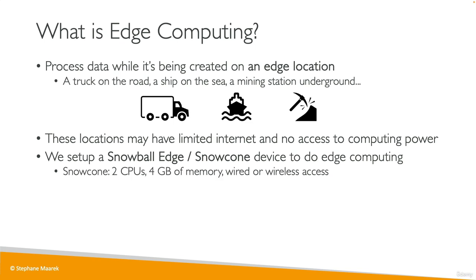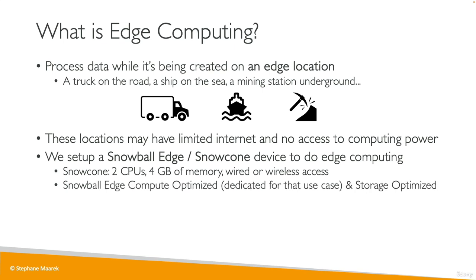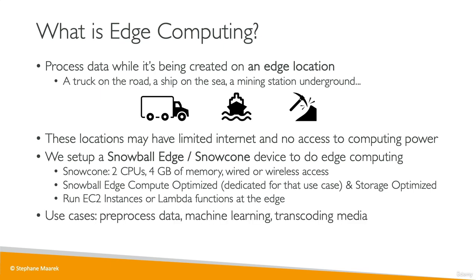Snowcone comes with a very, very simple CPU and very little memory, but it still can be helpful for some use cases. And then on Snowball Edge, you have the compute optimized instance, which is dedicated for that use case, which has a lot of processing power, or the storage optimized also has some processing power. And when you have a Snowball Edge device, for example, you can run EC2 instances or Lambda functions directly on your Snowball Edge device, directly at the edge. So the use cases for edge computing are to pre-process data where it's created, or to do machine learning, again, on data where it's created, or to transcode media while it's being shipped back to AWS.